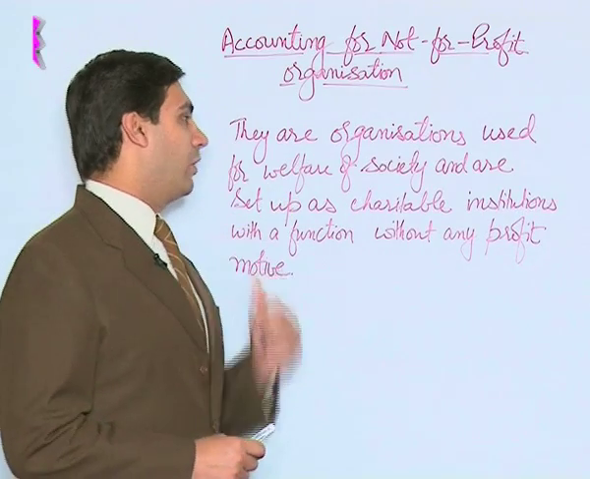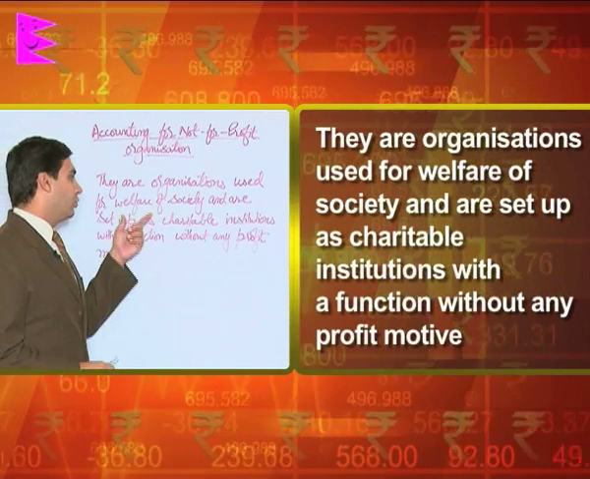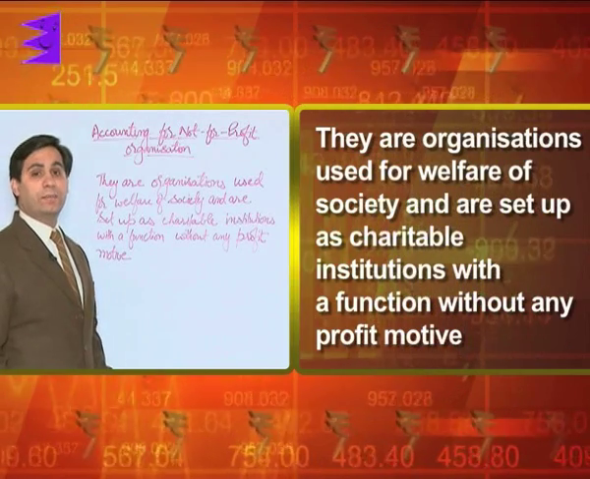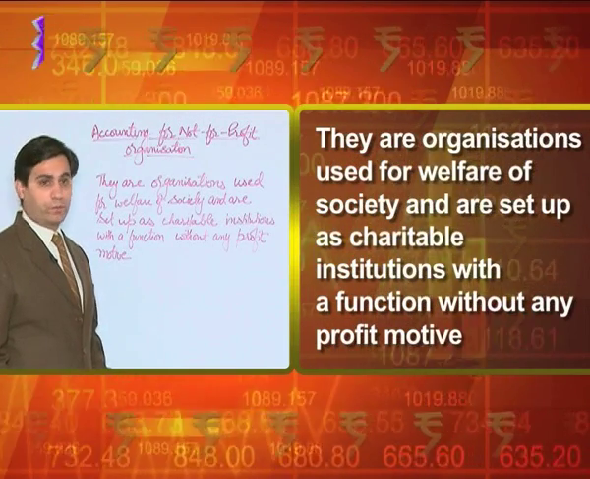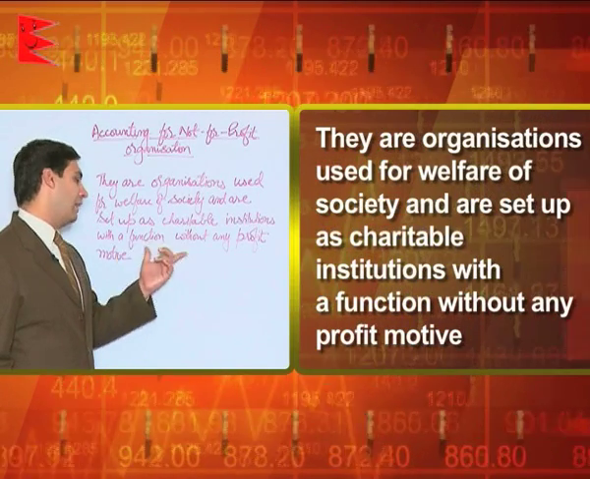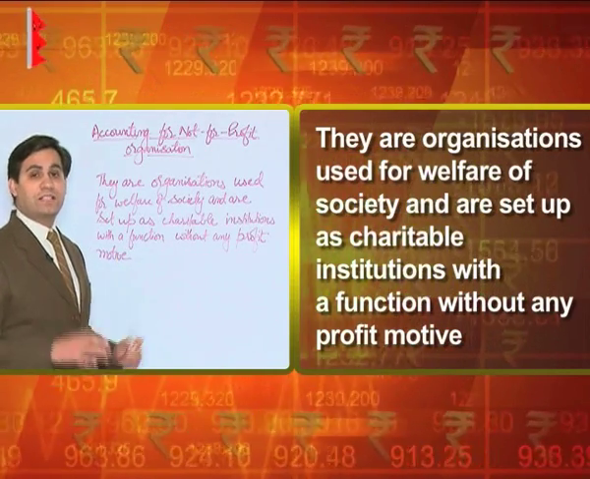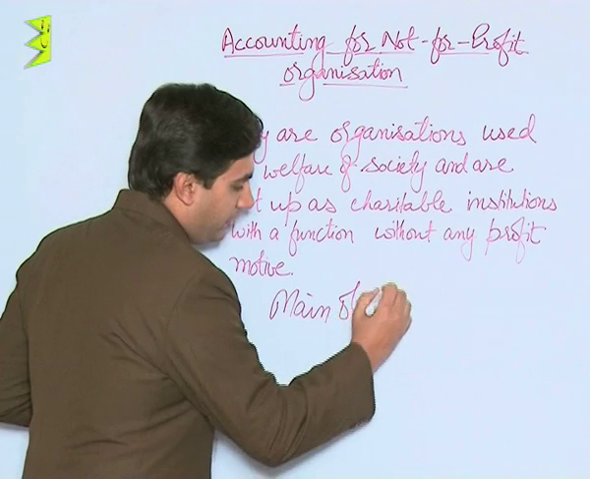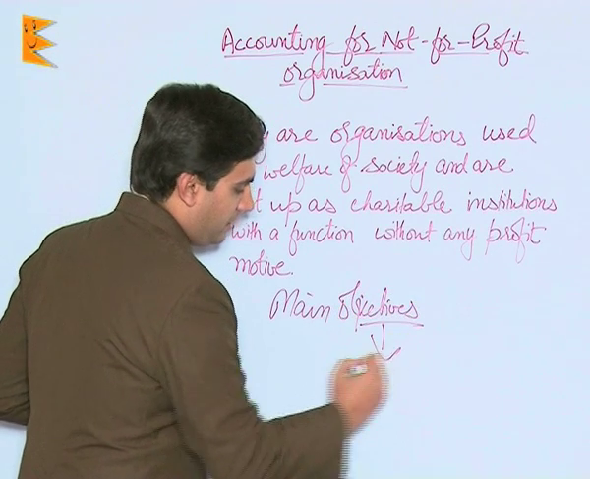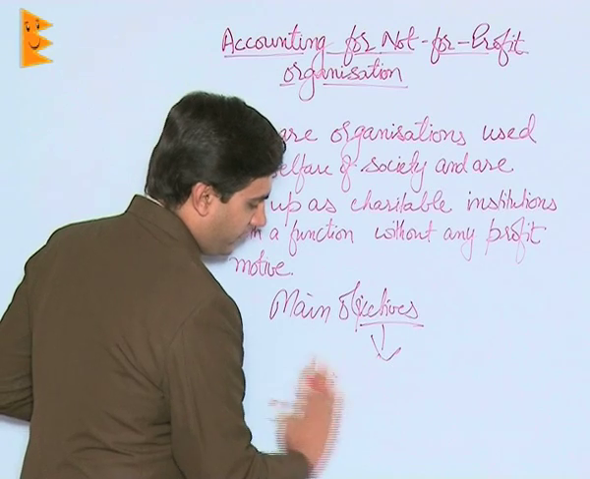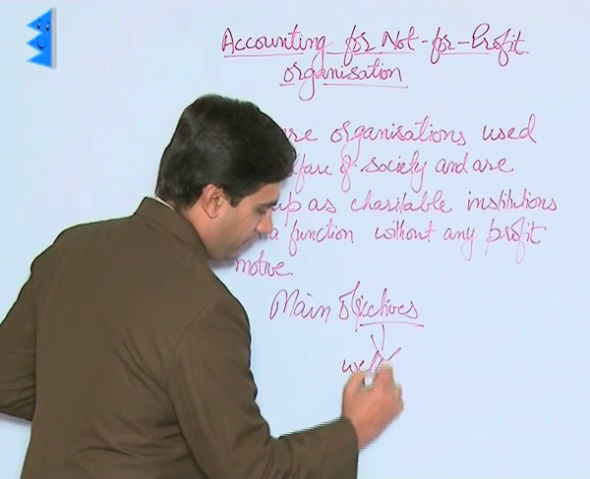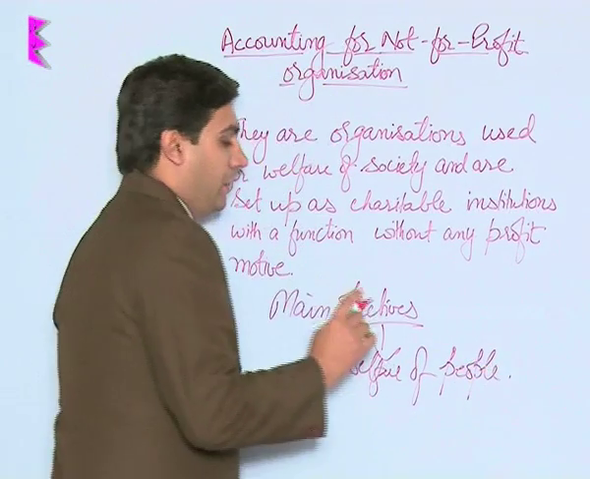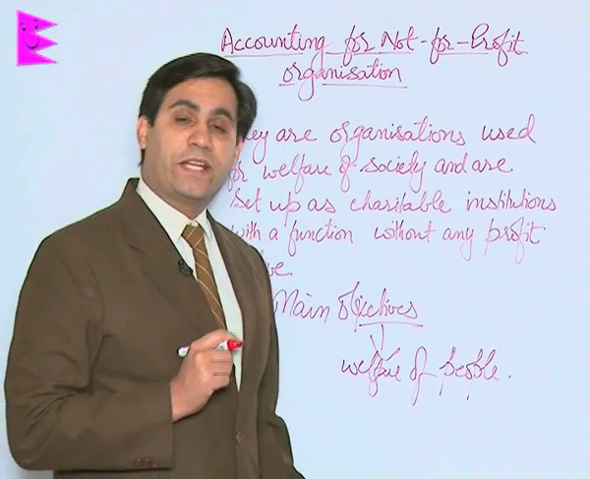So now, what are non-profit organizations? They are organizations used for welfare of society and are set up as charitable institutions. By charitable institution, we mean that the motive is not to earn profits with a particular function and without any profit motive. So we can say that the main objective of these organizations is welfare of society, welfare of people, or a particular section of society.